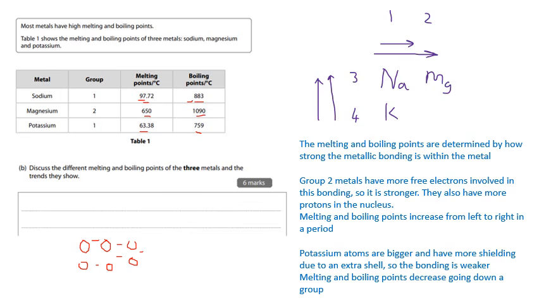Now, why is the melting point, boiling point for sodium bigger than potassium? Because potassium atoms are bigger, because they have an extra shell, and have more shielding. Because they're bigger, the distances are bigger, so the forces are weaker, and they have more shielding due to the extra shell. So the bonding is weaker, and melting and boiling points decrease going down a group.